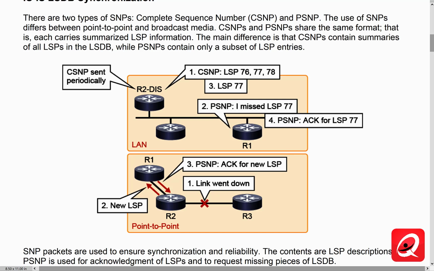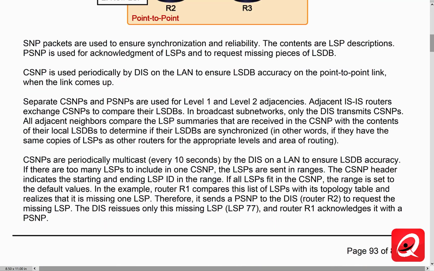Other adjacent ISIS routers use those PSNPs also to acknowledge the receipt of the link state packets and to request the transmission of missing or newer link state packets as well. On a point-to-point network, these CSNPs are sent only once when the link comes up to synchronize the link state database. Because again, it's point-to-point, there's really no way to reduce the number of adjacencies that we can have, and we simply have to exchange everything that we have with our neighbor.